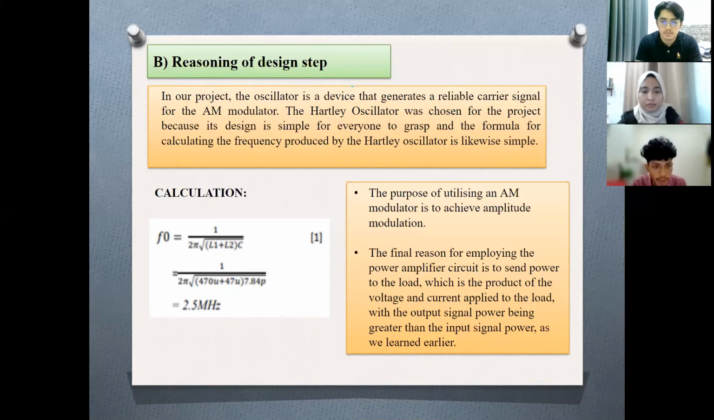This is our calculation formula. The purpose of utilizing an AM modulator is to achieve amplitude modulation. The final reason for employing the power amplifier circuit is to send power to the load, which is the product of the voltage and current applied to the load, with the output signal power being greater than the input signal power as we learned earlier.